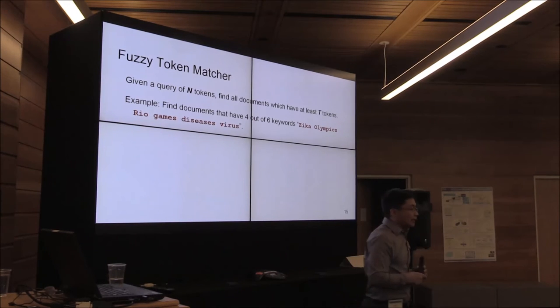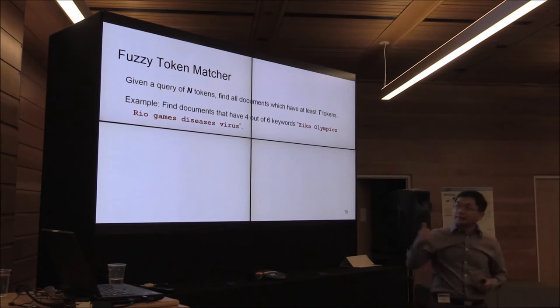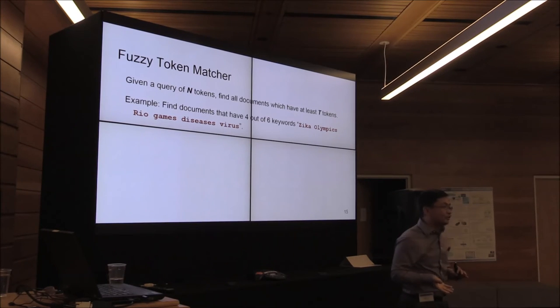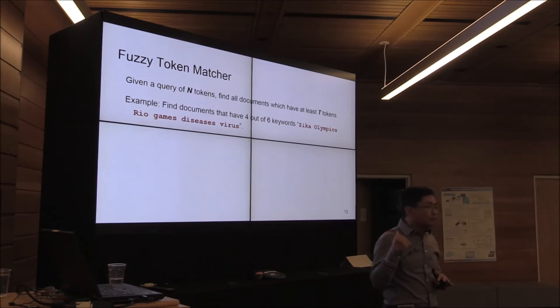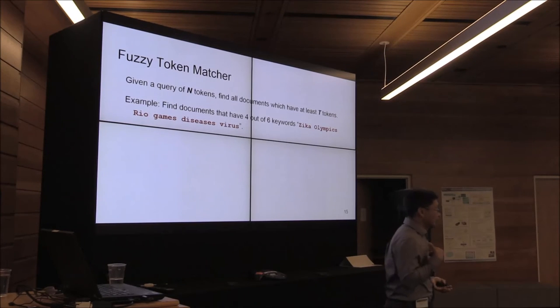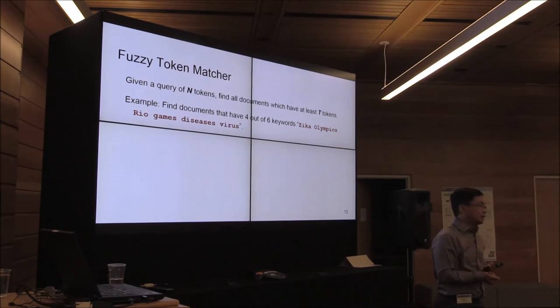Fuzzy token manager, I think this one. An example is I have Zika, Olympics, Rio, Games, Disease, Virus. I want to look for all the documents mentioning these few keywords, but not necessarily all of them, maybe 4 out of 6 or 3 out of 6. And this kind of operation, for people who work in this field, you should know, is very important for many cases like entity matching, schema mapping.